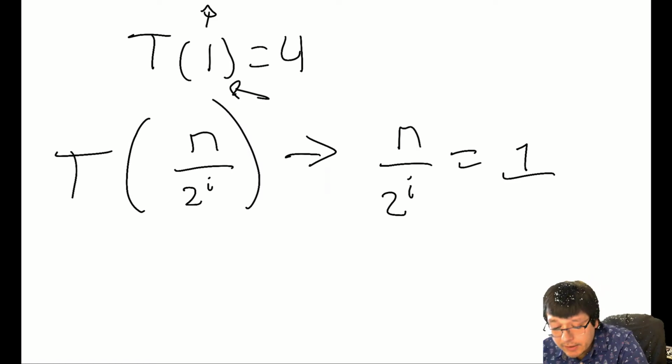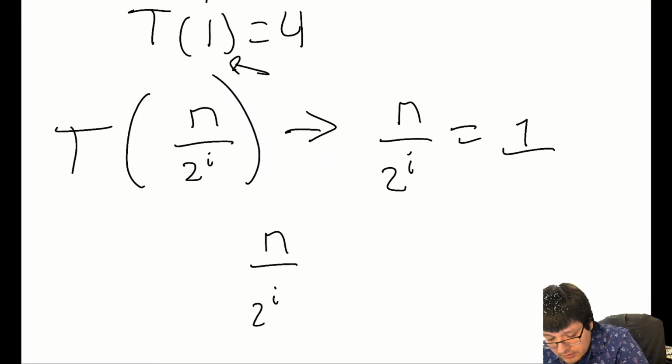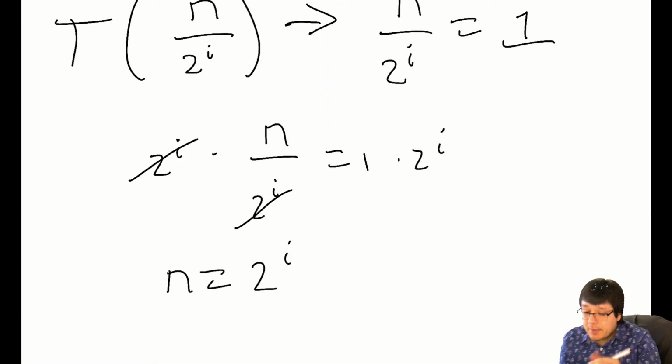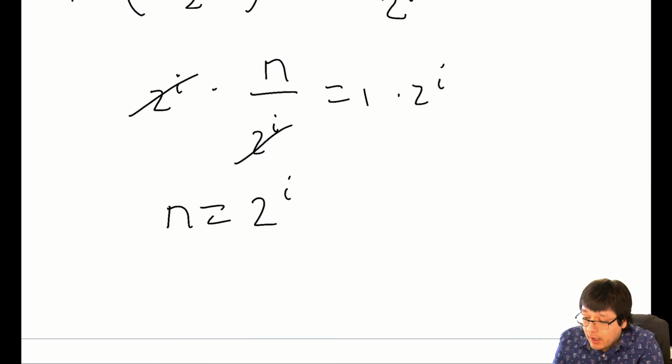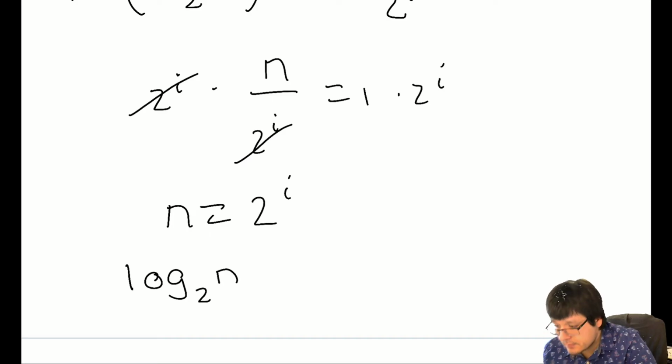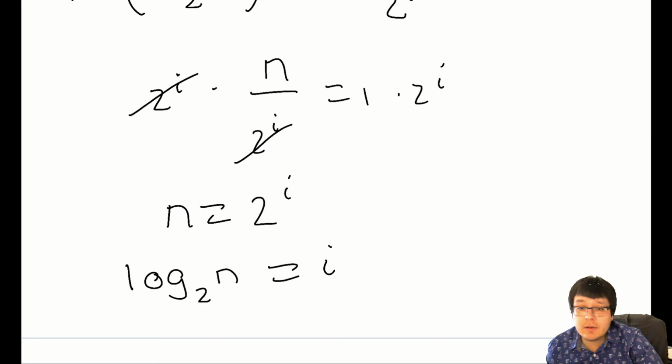It turns out that if you multiply both sides by 2 to the i, that way I can cancel that, then n has to be equal to 2 to the i, right? And that we know has to be what will give me 1. And so if we take the log of this, we can see that i would be equal to that, using the logarithm identities.